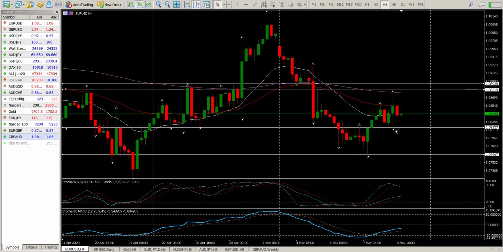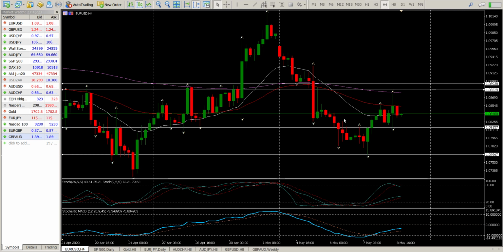So either a move back up into this area where you can just pop down to the 1 hour chart and look for some sort of rejection off here. So that would be 1.08828 and the upper level here, 1.08938. So that's kind of what we're looking for in the Euro USD, and looking for a move to the downside.